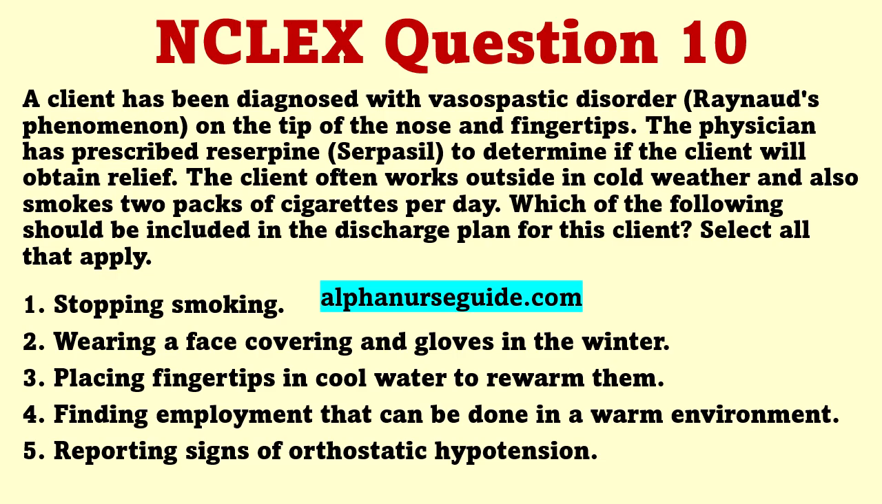An adverse effect of reserpine is orthostatic hypotension. The client should report dizziness and low blood pressure, as it may be necessary to consider stopping the drug. The client should prevent vasoconstriction by covering affected parts when in cold environments. The nurse can teach the client to rewarm exposed extremities by using warm water or placing them next to the body, such as under the axilla. It is not realistic to ask this client to change jobs at this time.